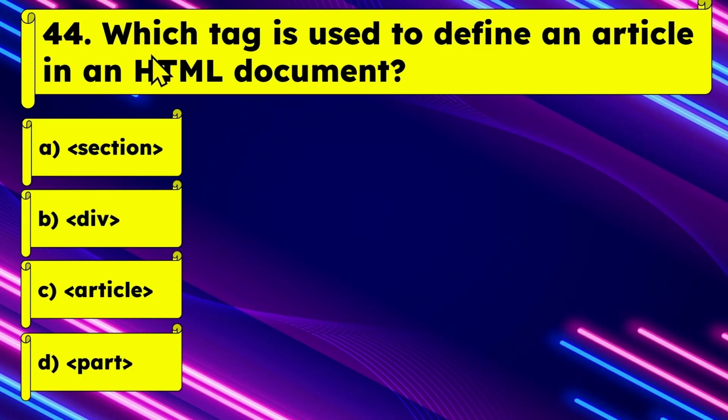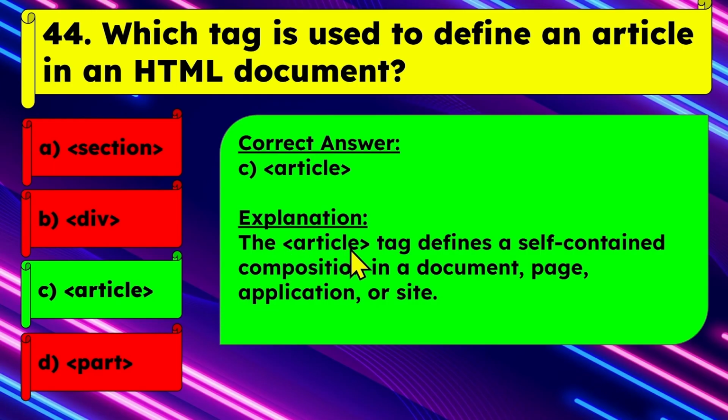Our next question is, which tag is used to define an article in an HTML document? Option A, section tag, option B, div tag, option C, article tag, or option D, part tag. So definitely here the correct answer is option C. You can see the article tag defines a self-contained composition in a document, page, application, or a site.